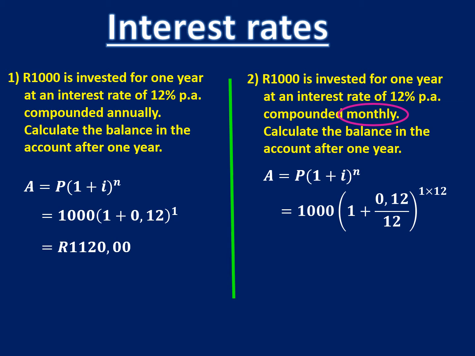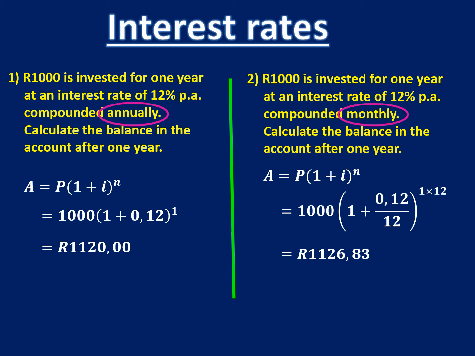And if we type that into the calculator, we end up with 1,126 Rand and 83 cents. So we end up with slightly more. And why is that? When we compound it annually, we end up with one amount. But as soon as we compound it monthly, we are earning just a little bit extra interest every single month. So we do end up with slightly more.